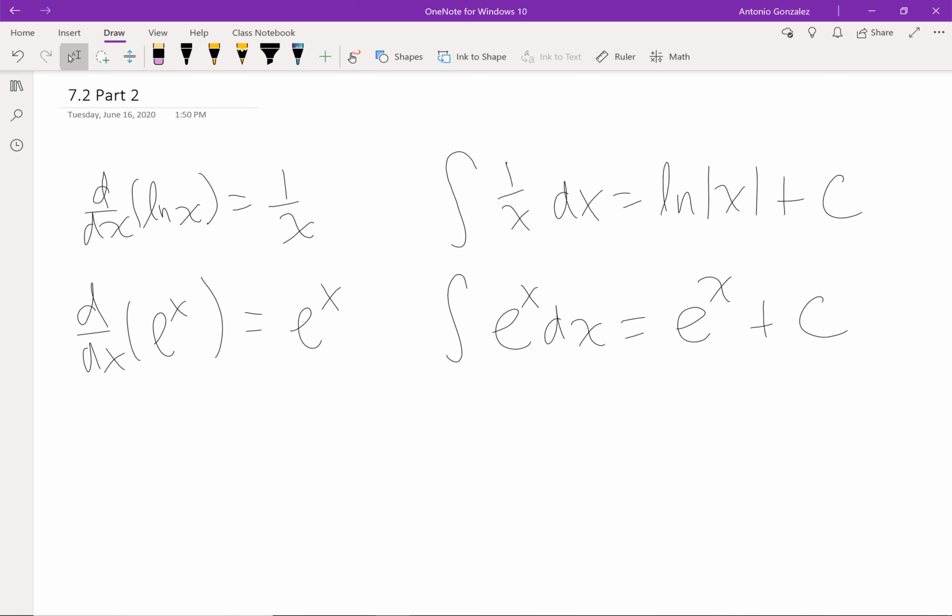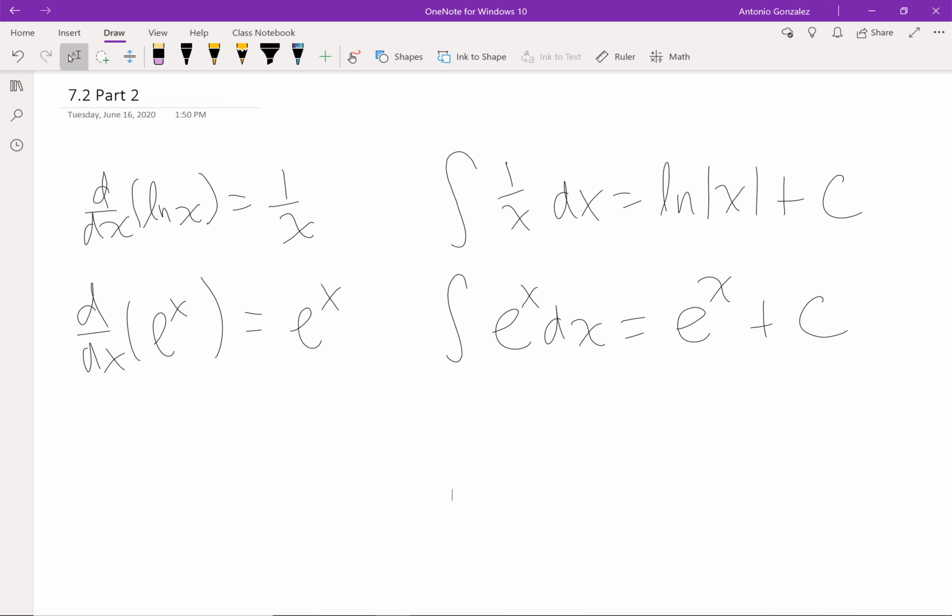Up to this point, we've discovered that the derivative of the natural log of x is 1 over x, and the derivative of e to the x is e to the x. And that means that the integral of 1 over x dx is the natural log absolute value of x. The reason for that absolute value is just to extend the definition of that indefinite integral across all values of x. And again, the integral of e to the x is back to the same function, e to the x.